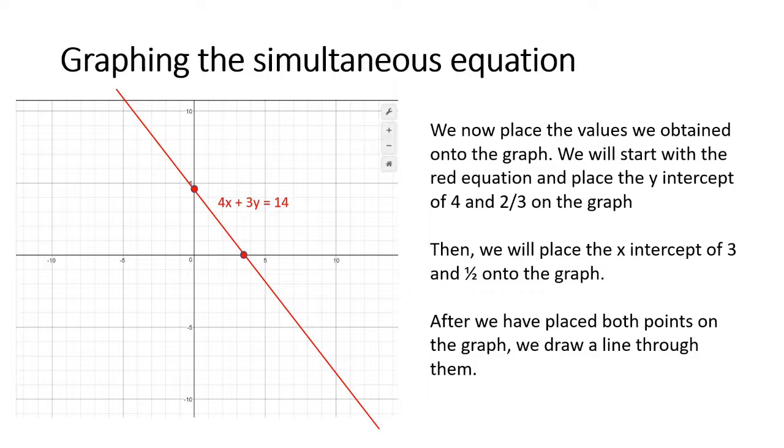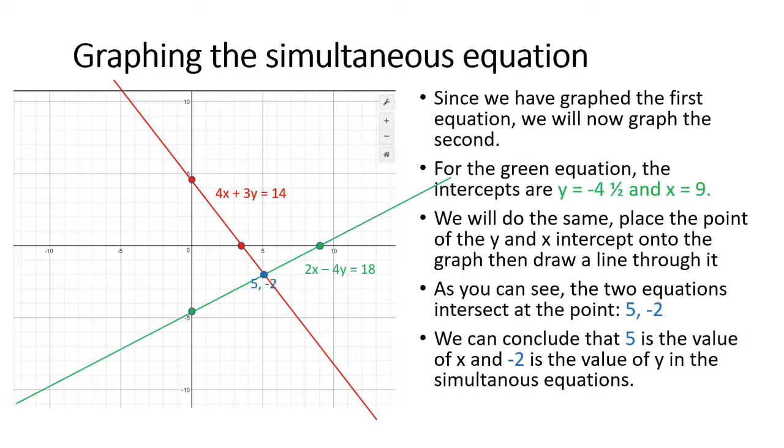After we obtain both points on the graph, we draw a line through them. As you can see here, this intercept point is 4 and 2/3 and this intercept point is 3.5. Since we have graphed the first equation, we will now graph the second.